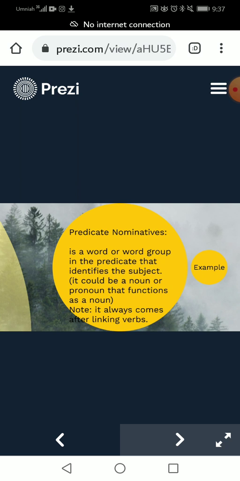Now, from the word nominative, it could be a noun or pronoun. From the word nominative, it's a noun. And it also could be a pronoun that functions as a noun in this sentence. We have a note that it always comes after a linking verb. The predicate nominative, it always comes after a linking verb.